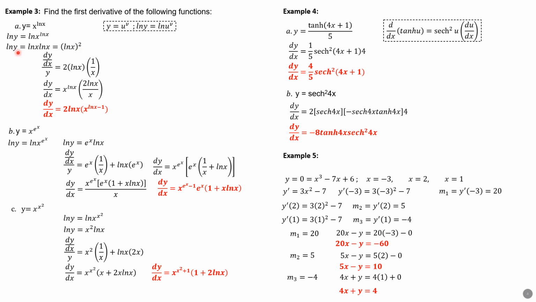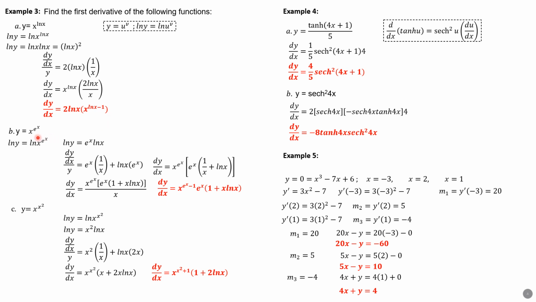So differentiating the left side, dy dx over y equals 2 power formula ln of x, then the derivative of ln of x is 1 over x. So dy dx is equal to y, and y is x to the ln x, then times the quantity 2 ln x over x. So combining, dy dx is 2 ln x, then let's combine x to the ln x minus 1 because we have over x here. So that's it for that first problem.